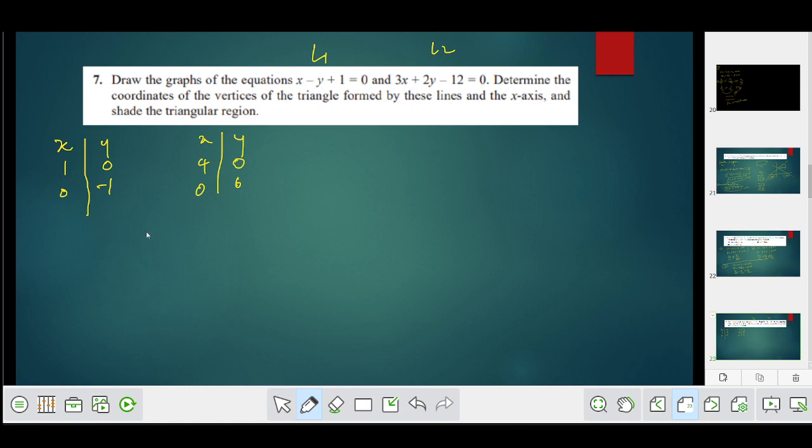Now, what will be the common point? We should search. Like, if we put x equal to 2, then y will be 2 plus 1, 3. Now here, if we put x equal to 2, 3 times 2 is 6, 12 minus 6 is 6, 2y equals 6, then y is 3. These are the common point. Okay. Now we should draw.